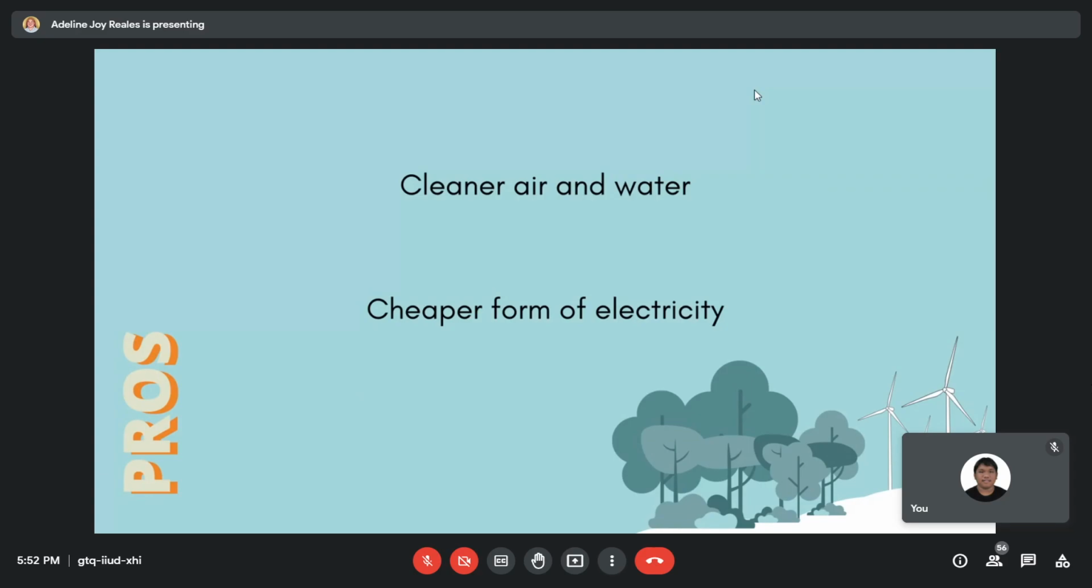Fourth, alternative energy resources provide a cheaper form of electricity. With the rapid growth of alternative energy resources over the last 10 years, solar and wind power are now the cheapest sources of electricity in many parts of the world. In the United Arab Emirates, an area well known for its abundant land and sunny weather, a new sun farm recently secured the world's lowest price of solar energy at just 1.35 cents per kilowatt hour.